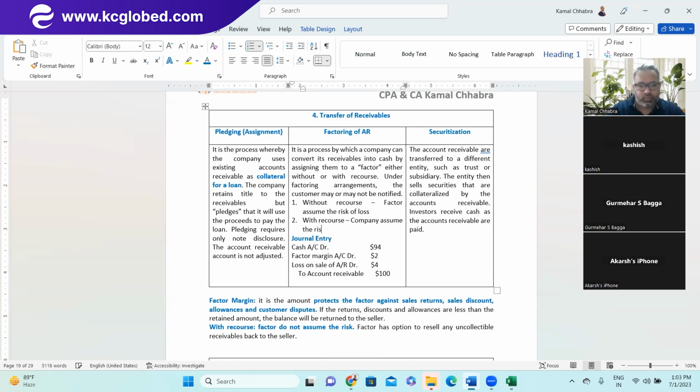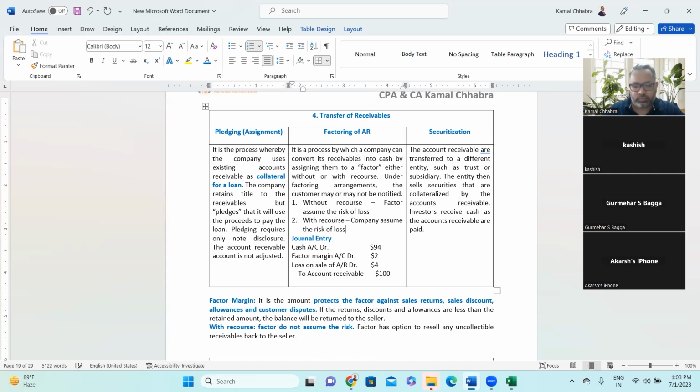Without recourse, the factor will recover and pay the company once recovered. No. Without recourse, you do not have responsibility for loss.